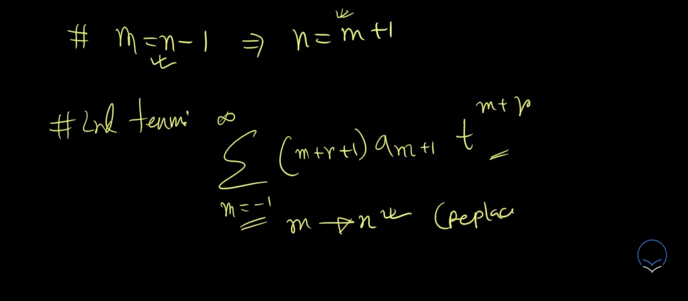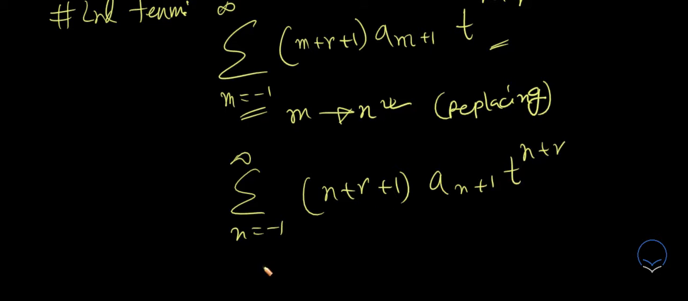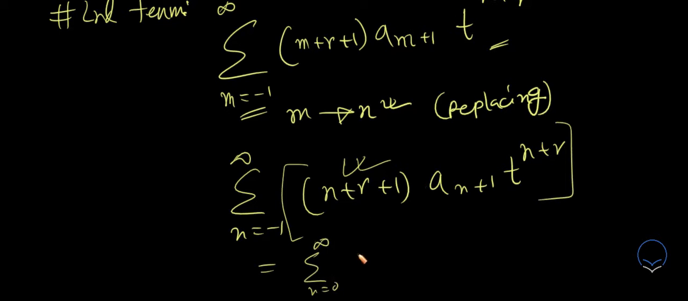This is the replacing part, and after you replace this, you will have n equals minus 1 to infinity of n plus r plus 1 a of n plus 1 t to the power n plus r. And if you want to start from n equals 0, you need to evaluate this term over here for n equals minus 1.